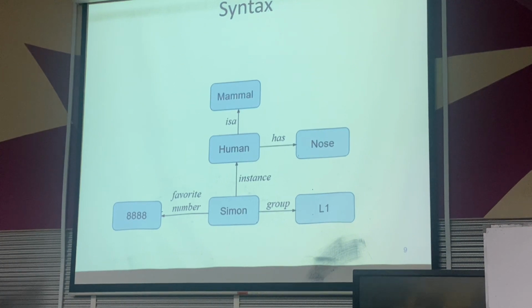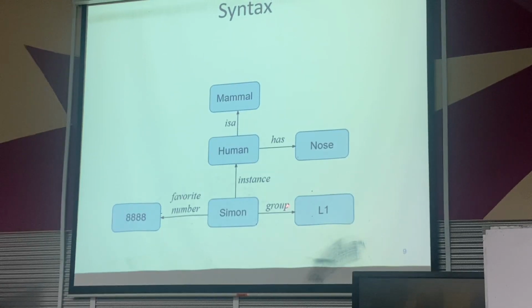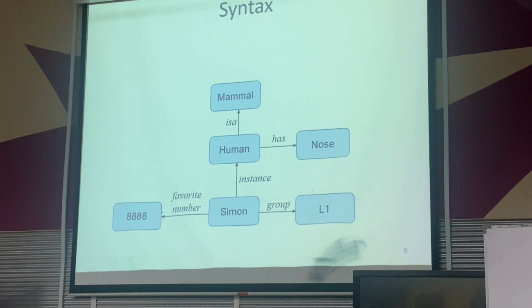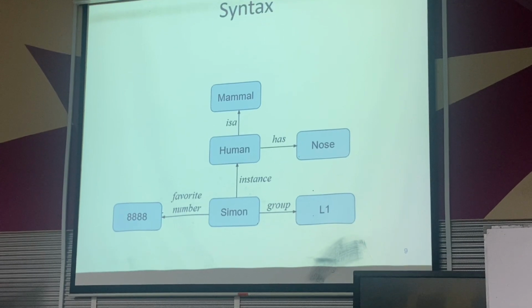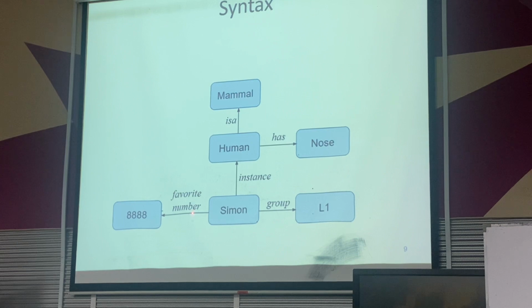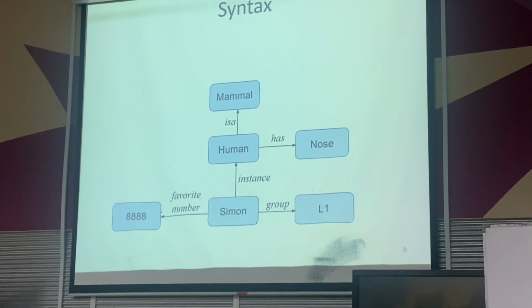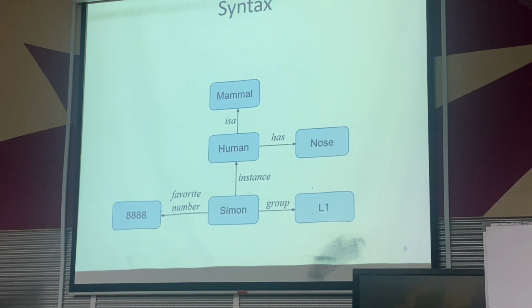There is no such standard syntax for semantic networks. As long as the relationship here is logical, then it's considered correct. You can use your own terms here. Maybe Simon, tutorial group, okay. Simon, lucky number, okay. So it's up to the user how to define the terms and the relationships.